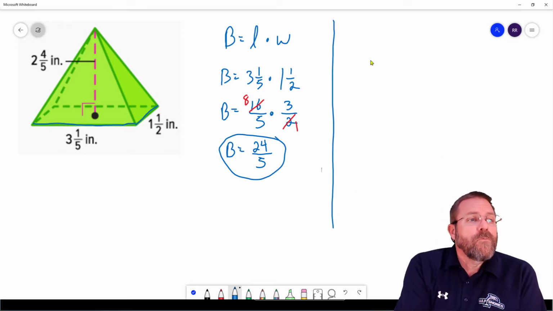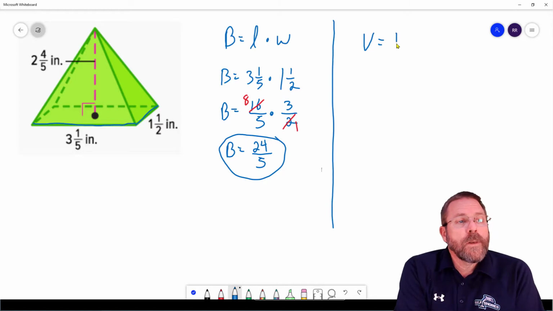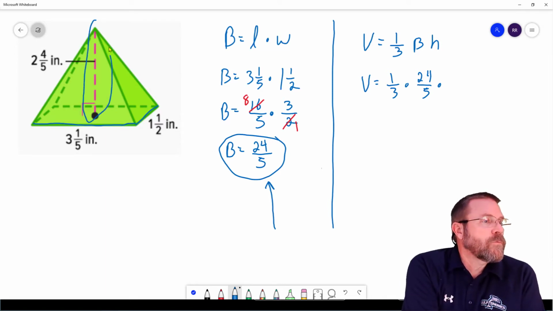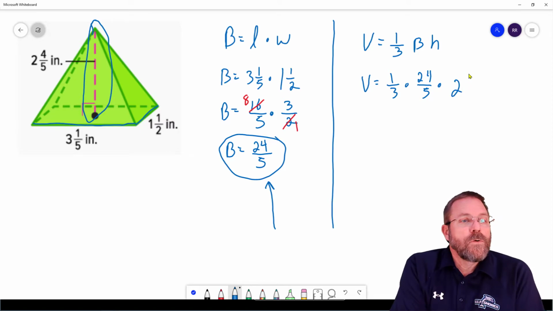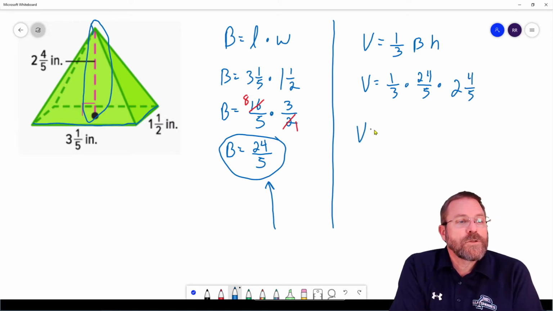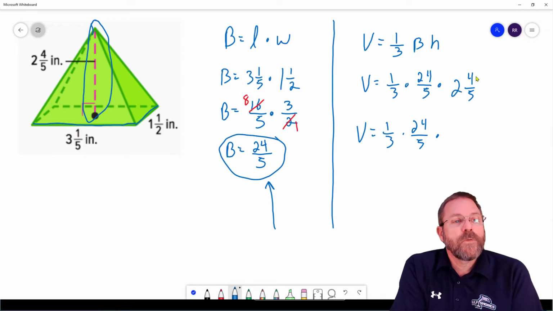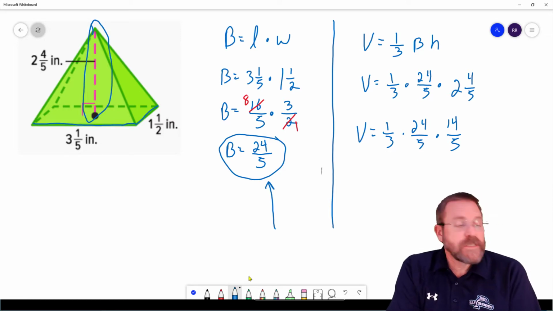Now we go to the volume formula of a pyramid, and the volume formula, a little different from the other one, is going to be 1/3 times the base area times the height, which means it's going to equal 1/3 times the base area we discovered right there, 24/5, times the height, that's this distance right over here, which is going to be 2 4/5. Now I do need to change that 2 4/5 into an improper fraction, so let's do that. 5 times 2 is 10, plus 4 is going to be 14/5.